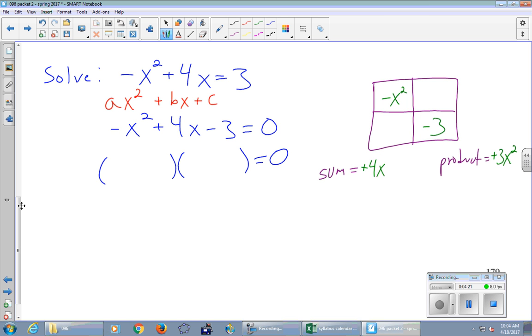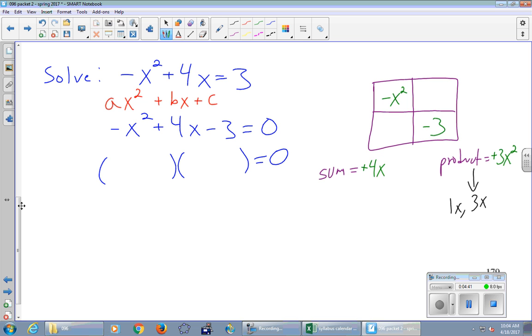This 3 here is pretty small, which makes this fairly straightforward, but if that was 120x squared, there'd be a lot of factors to try. But let's just list the factors. 2 things that multiply to positive 3x squared are 1x and 3x. Is there anything else that multiplies to positive 3x squared? 3x and 1x, but it's equivalent to what I've got there.